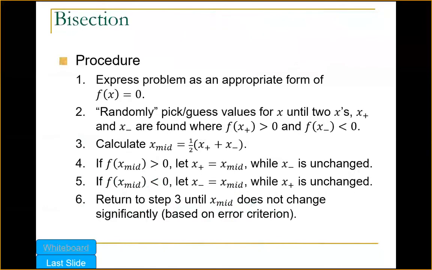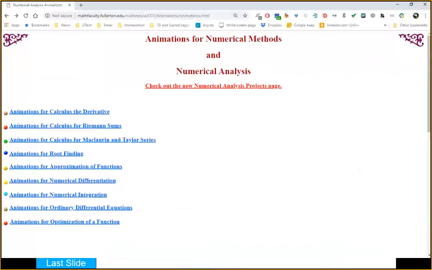So we talked about the bisection method. Let me do a slide here, animation. I want to ask everybody to confirm that they're seeing the web page. This is the web page that is referred to on one of the slides. Alright. Everybody see the web page? Yes, sir.